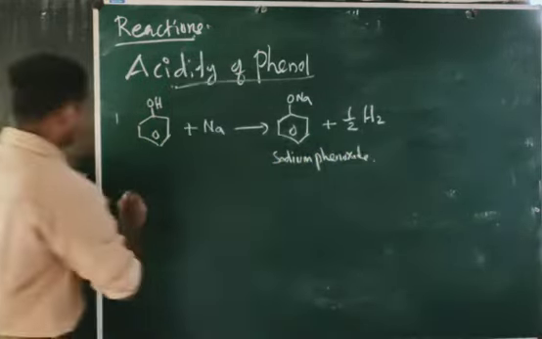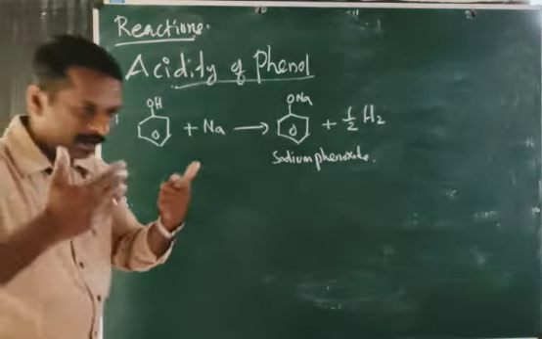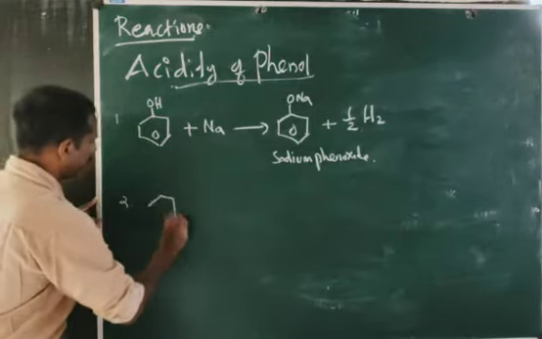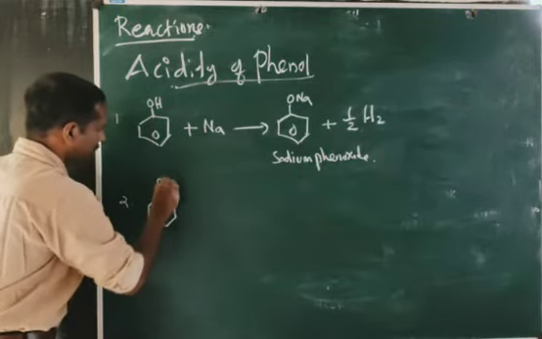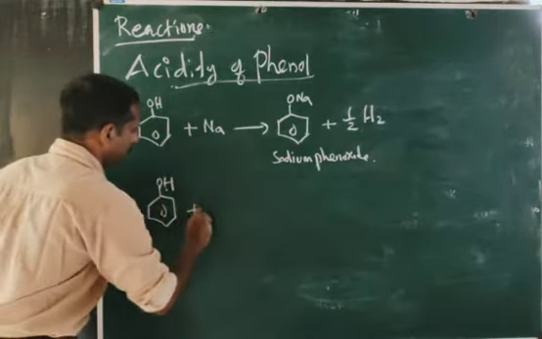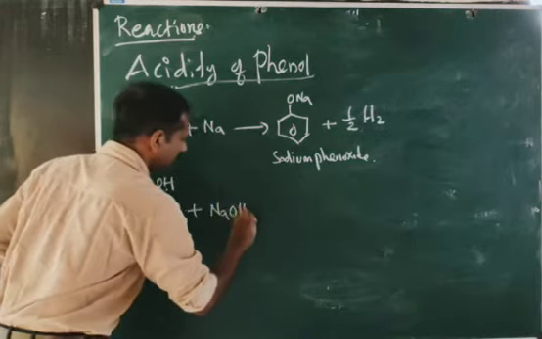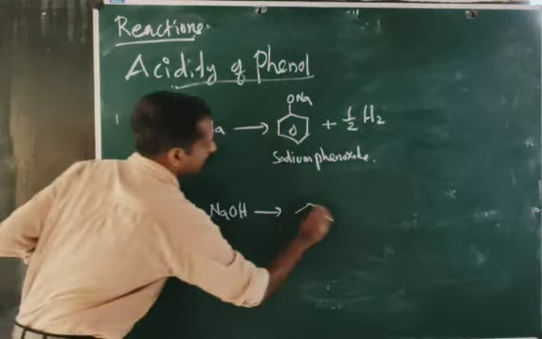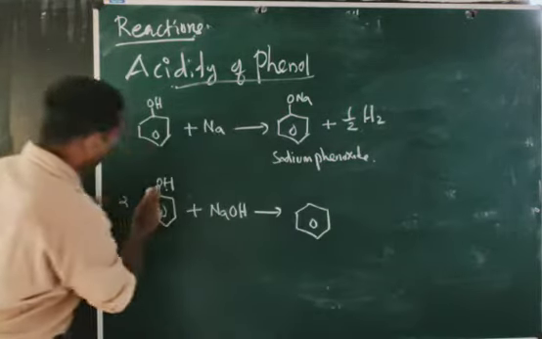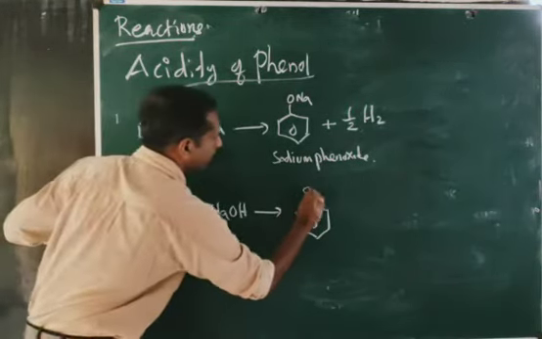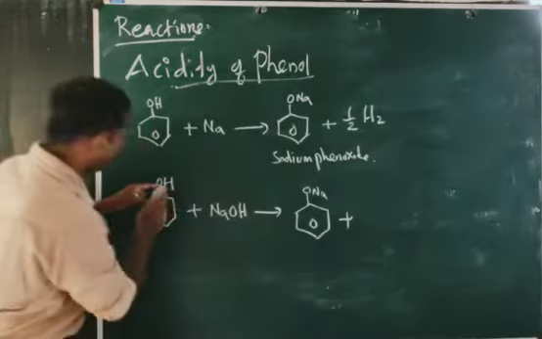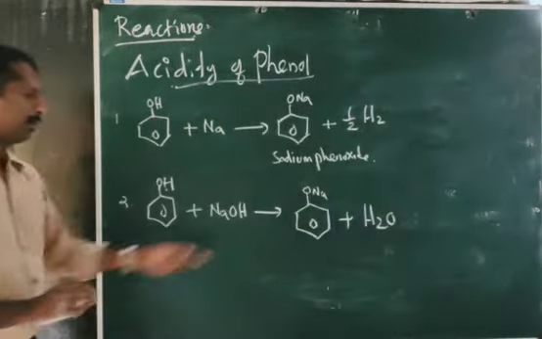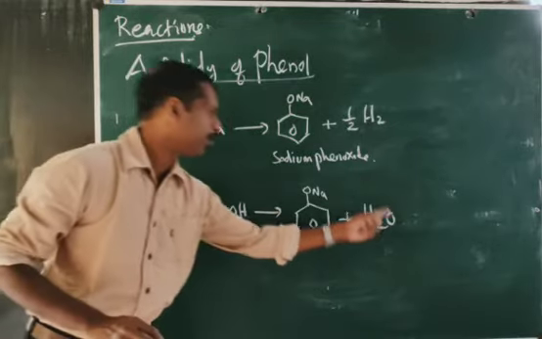Okay, second example. As you know very well, acid can react with the base. Similarly, here also you can see that phenol can react with NaOH. Acid reacts with the base, what will form? Salt and water. Similarly, here also what do we get? The same salt, sodium phenoxide, ONa, plus H2O. That means sodium phenoxide and water.